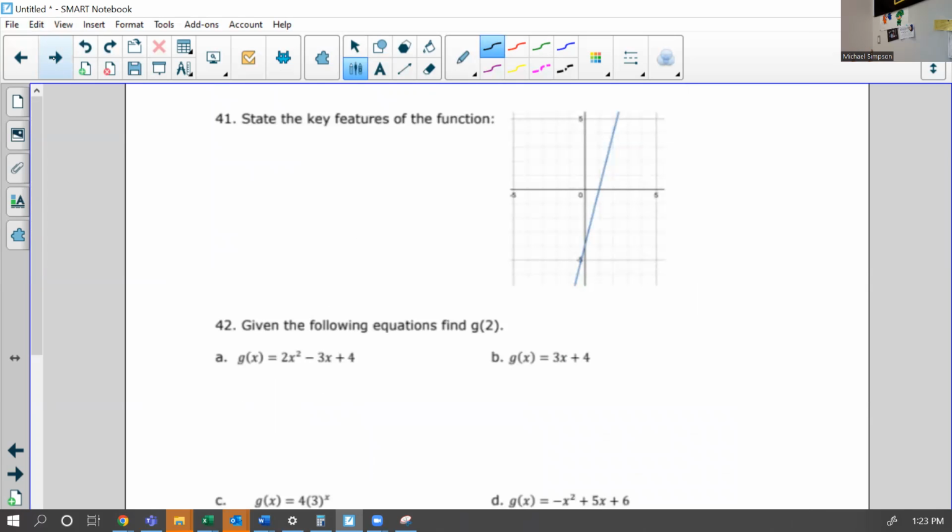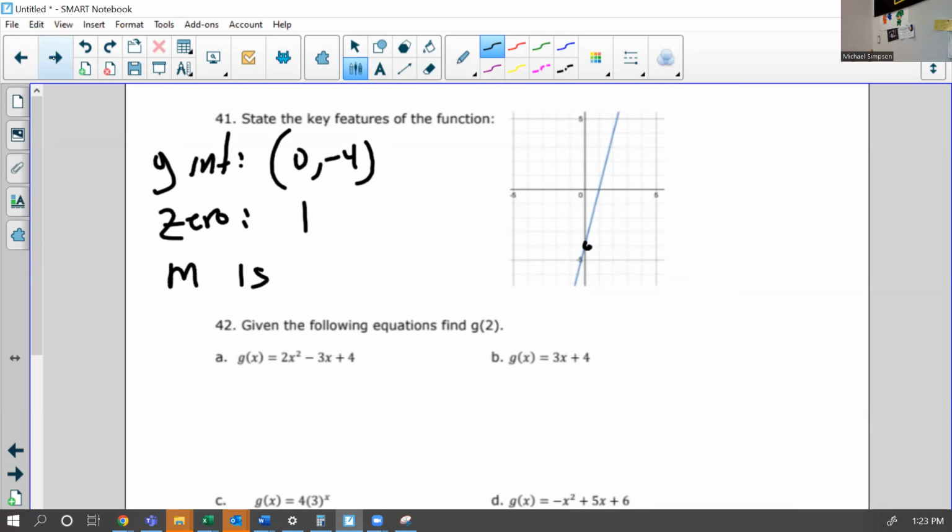State the key features. Well, this is a linear graph. What are we looking at? Well, the y-intercept is 0, -4. The x-intercept is 1. We can say this slope is increasing, right? M is increasing. It's a positive slope. M is positive. Okay, what else can we say about that graph? And 42, is this my last one?